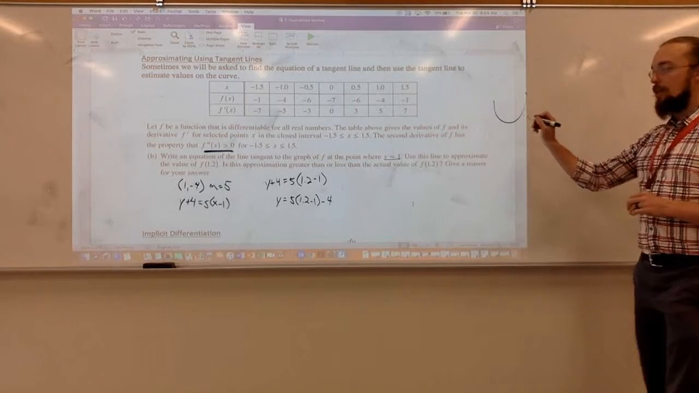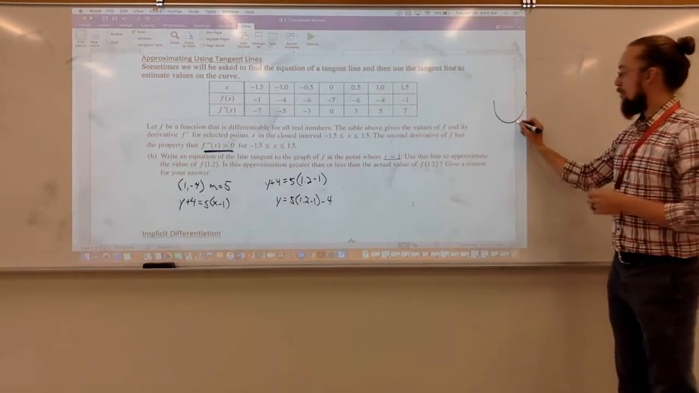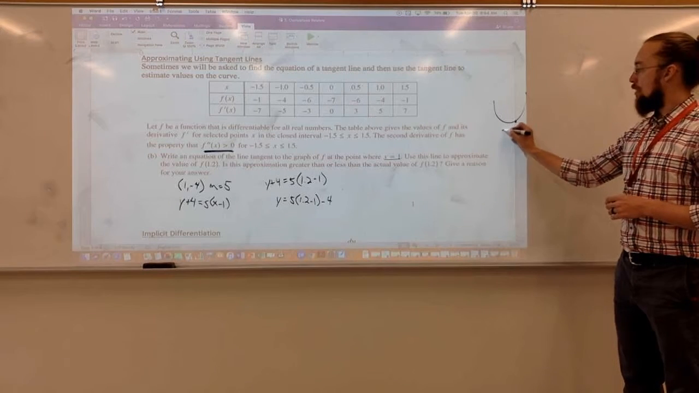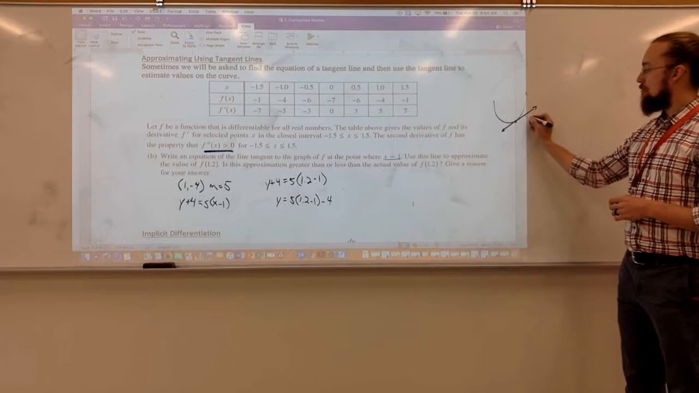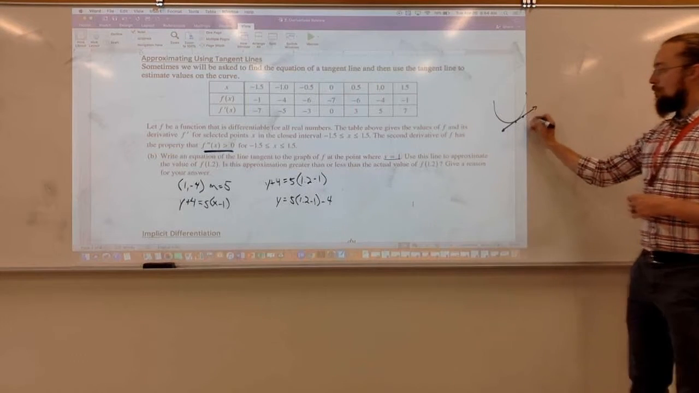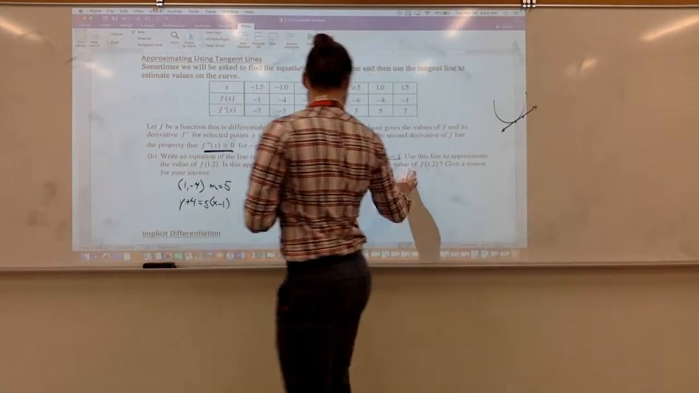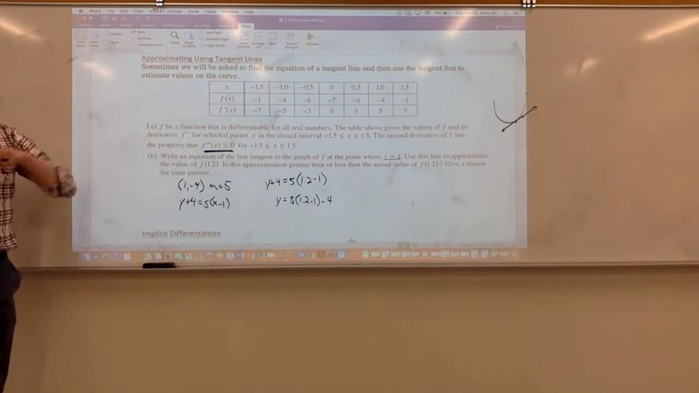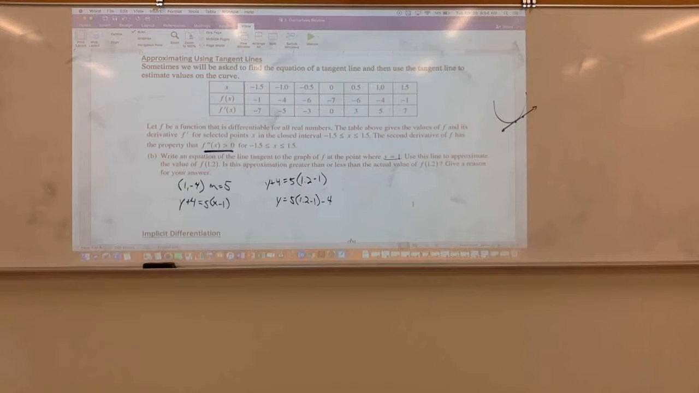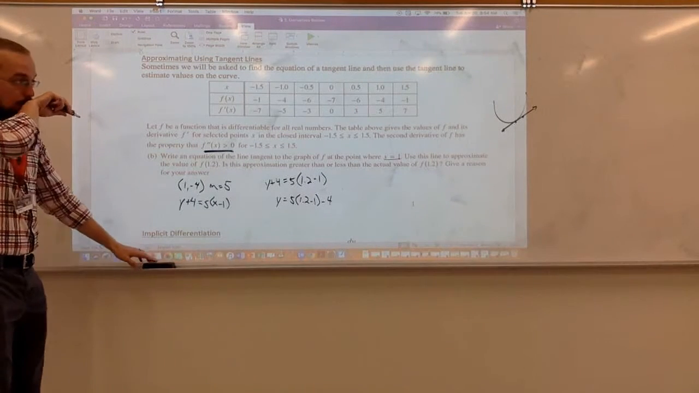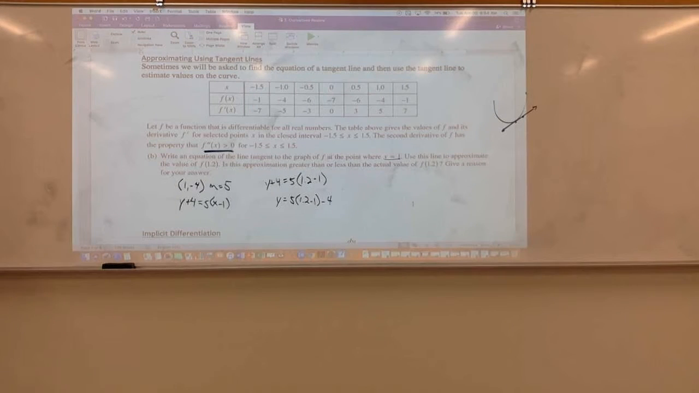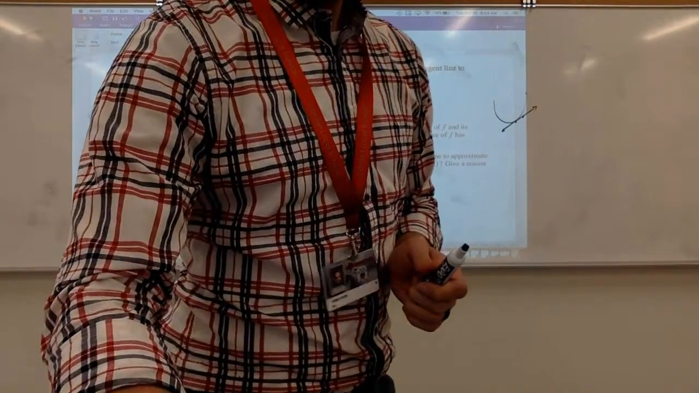and I draw a tangent line at any point, let's say right here, and then I pick a point over here, does that over or underestimate the actual value? Underestimate. So we would say that it underestimates because the function is concave up. Are you okay with that one?